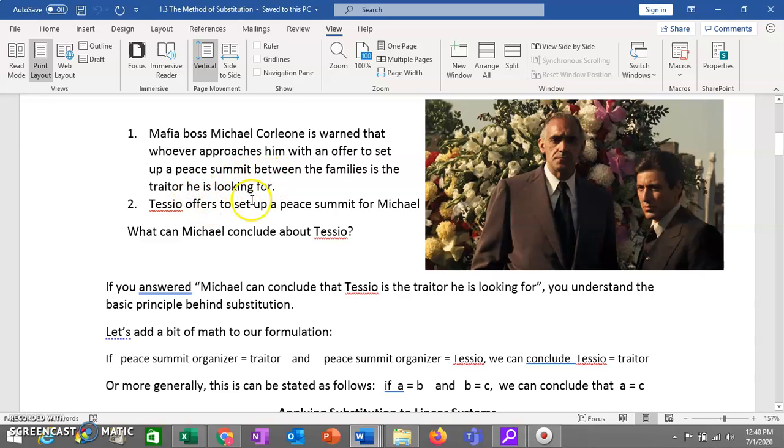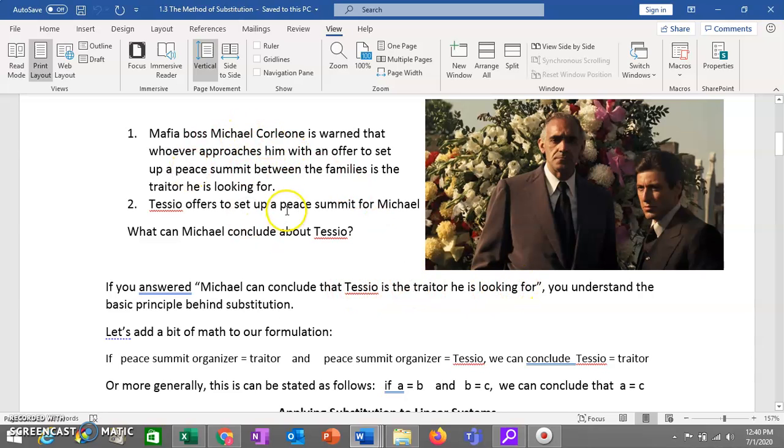And Tessio offers to set up a peace summit. So what can Michael conclude about Tessio? This should be a pretty easy problem to solve, right? If the person looking to set up the peace summit is the traitor, and Tessio offers to set up the peace summit, right, then Michael can conclude that Tessio is the traitor. Yeah, good things don't happen to Tessio. But that's the basic principle behind substitution.